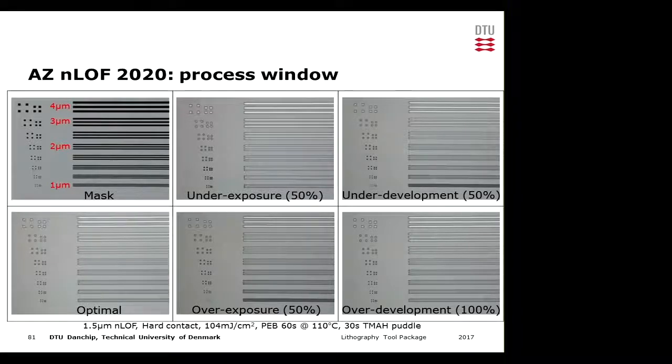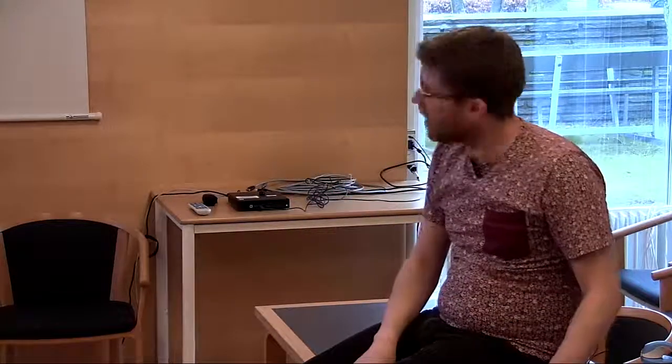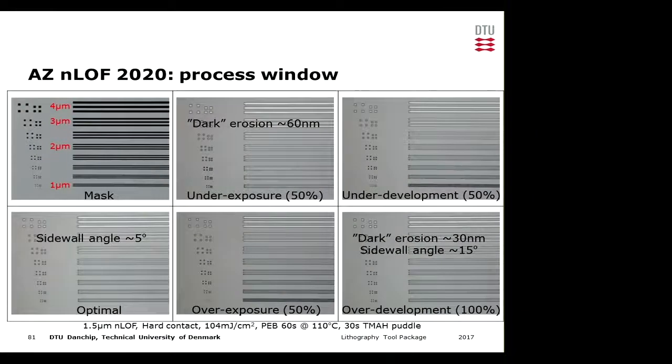But then the next question, of course, is what happens to the dark erosion? Do we see any effect on the film when we do the overexposure? And also, what happens to the sidewall angle? So I actually tried to measure all of these. The dark erosion, you can see that we get some kind of dark erosion when we do the overdevelopment, but the dark erosion is actually much higher when we do underexposure. This is again because we don't have enough exposure dose. That means that the thickness is eaten away during the development.